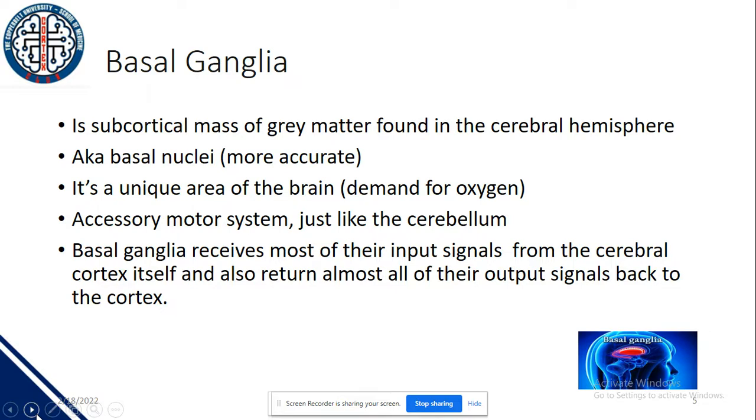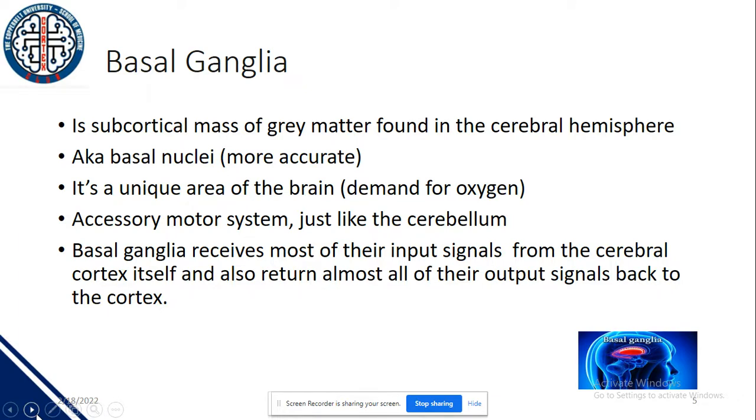So what is the basal ganglia? Basal ganglia is simply a subcortical mass of gray matter that is found in the cerebral hemisphere. So what does this mean? It means we have to break this down. So we have the basal and the ganglia.